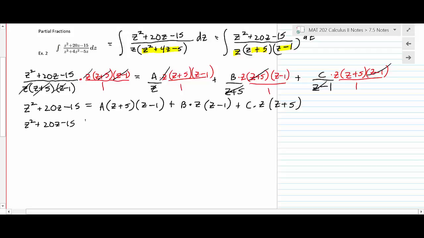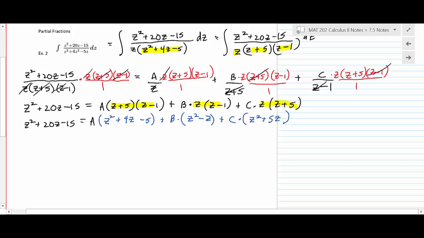I think you're probably less likely to make mistakes if you do that. So what I'm going to do is we're going to FOIL this. We're going to multiply that. We're going to multiply that. Okay, so let's just go ahead and do that. If you FOIL this out, you can do that all in your head. That is z squared plus 4z minus 5. And this next one's going to be b times z squared minus z. And this is going to be c times z squared plus 5z like that.